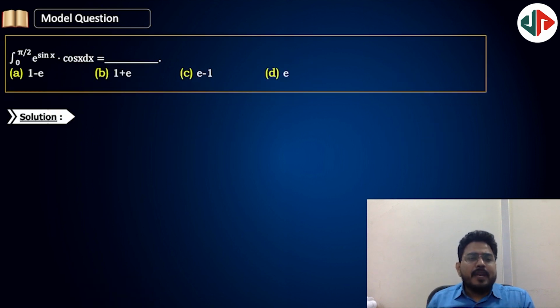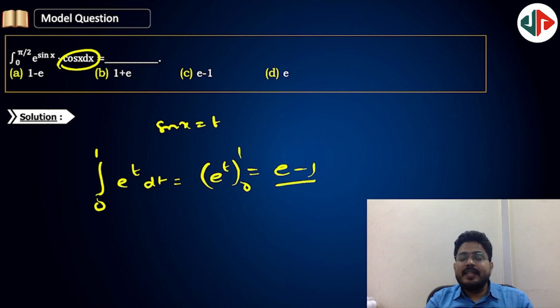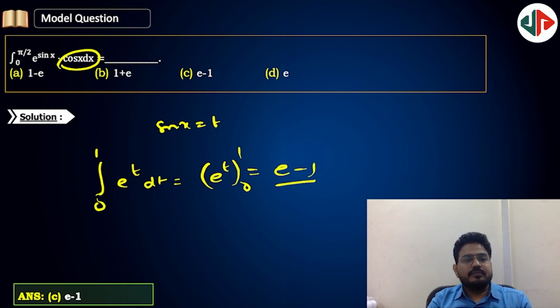Integral 0 to pi by 2. So what I'll do is sin x is equal to t. So when x is equal to 0, t is 0. When x is equal to pi by 2, t is equal to 1. e power t, and cos x dx will be equal to dt. So answer will be e power t from 0 to 1. So e minus 1 is the answer.